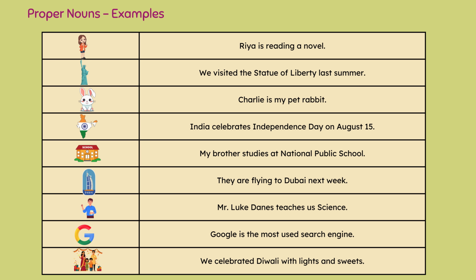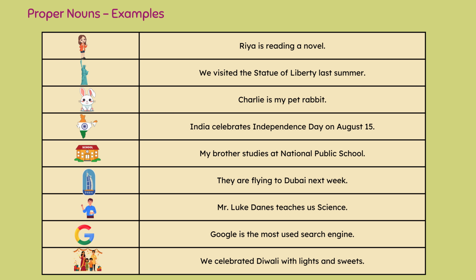India celebrates Independence Day on August 15th. India is the specific name of a country. My brother studies at National Public School. National Public School is the name of a specific school. They are flying to Dubai next week. Dubai is the name of a specific city. Mr. Luke Daines teaches us science. Mr. Luke Daines is the full name of a specific person.